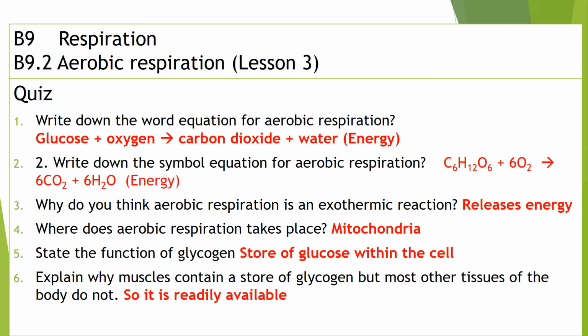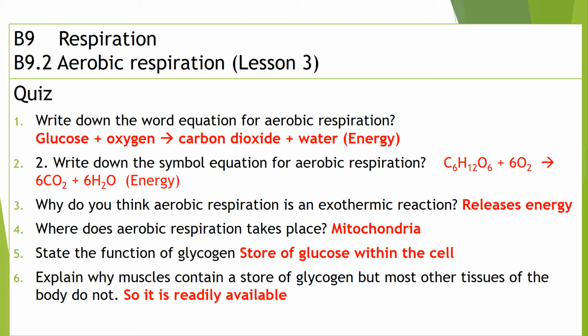Then we've got, why do we think aerobic respiration is an exothermic reaction? Because it releases energy back into the environment. Where does aerobic respiration take place? Mitochondria or a mitochondrion, depending which one you've put. Both are correct. State the function of glycogen: it is the store of glucose within the cell. Just make sure that you're talking about cellular stores of glucose.